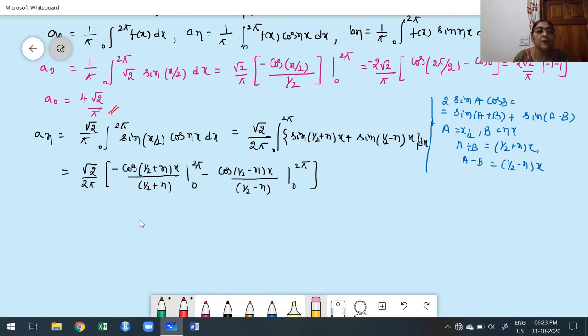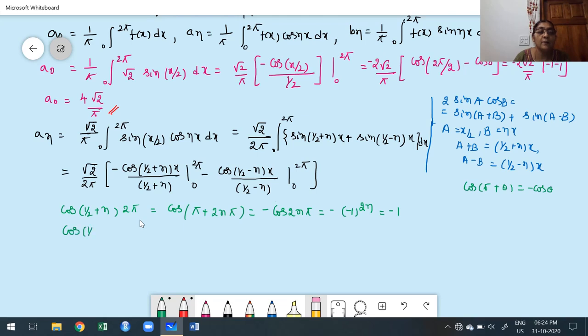Now I have to verify the corresponding limit. First I have to take cos of, what's the upper limit? 2 pi. Cos of half plus n into 2 pi. Take 2 pi inside the bracket. 2 pi by 2, what do we get actually? pi plus 2n pi. What is cos of pi plus theta? Minus cos theta. You already know that cos of pi plus theta is nothing but minus cos theta. Therefore, minus cos of 2n pi. You already know that the value is minus 1 to the power of 2n, that is nothing but 1, so we get minus 1.